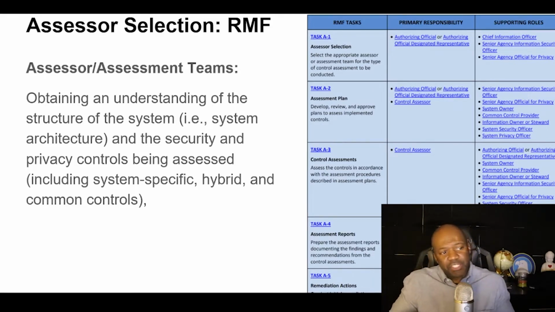The more information that you know, the more information you obtain on the structure of the system you're about to assess, the better your questions are going to be, the more you know what to ask them so you can be on the right track for success and being prepared.